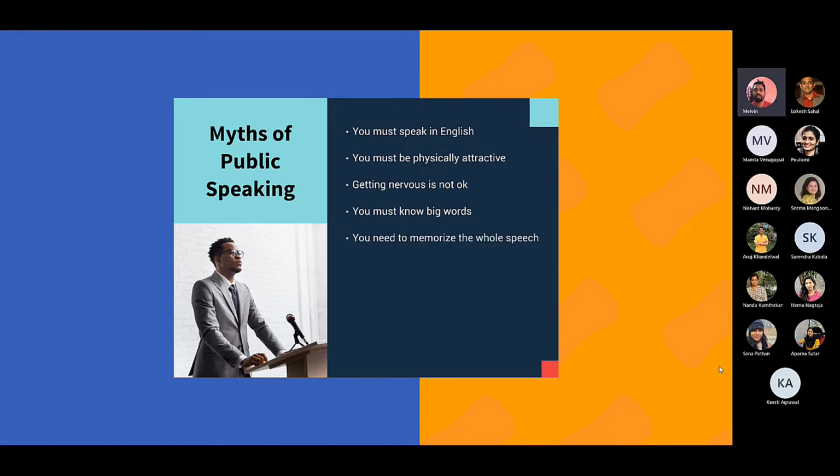Next, we have memorizing the speech itself, the whole speech. Unless you're a genius of some sort, I don't think anyone can memorize the speech. What you can do rather is memorize the opening, the key points, and the conclusion. You can also use cue cards, which can help you recall the topic. Advanced speakers.